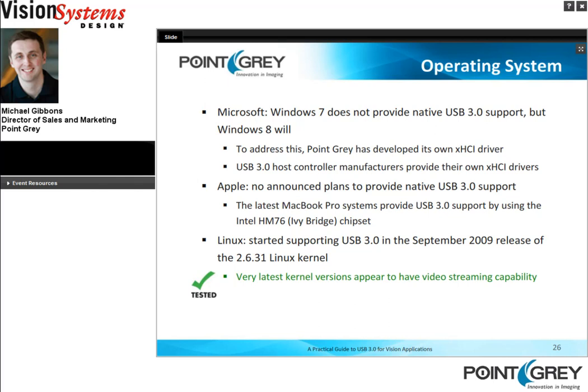Linux, they actually started supporting USB 3 back in 2009. At the time, it wasn't appropriate for video streaming, but the very latest kernel versions do appear to have video streaming capability. We've done some testing of the latest kernel, and it works quite well. It does require a little bit of effort to actually compile the kernel, but it does work.